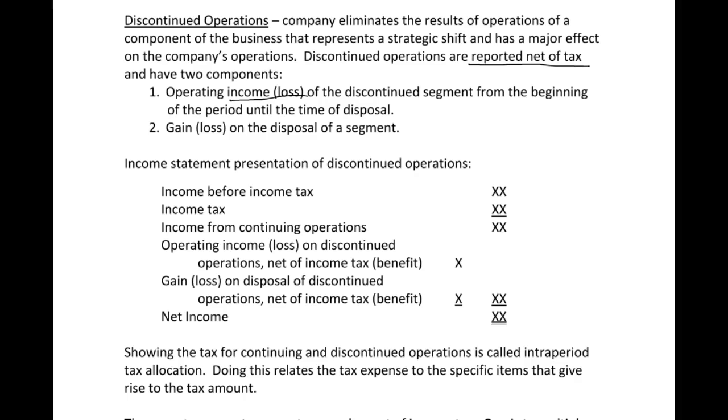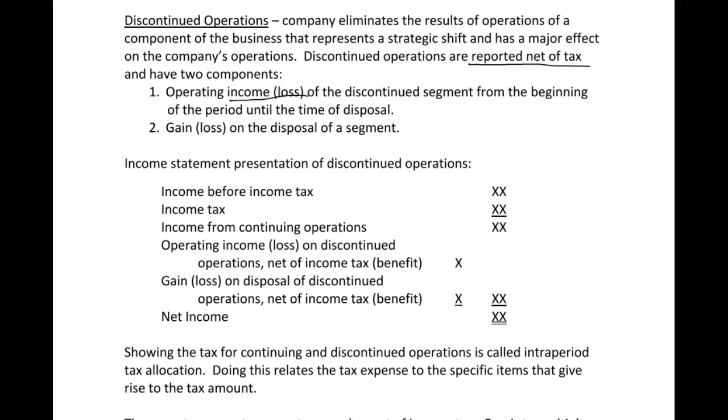Let's think about the example I was using. Let's say Gap sells Old Navy halfway through the year. Well, Old Navy was operating either with income or a loss from the beginning of the year until the time of disposal, so we have to recognize that. We'd recognize the income if they were turning a profit, or a loss if they were operating at a loss. And then we also have the gain or loss on the disposal of a segment.